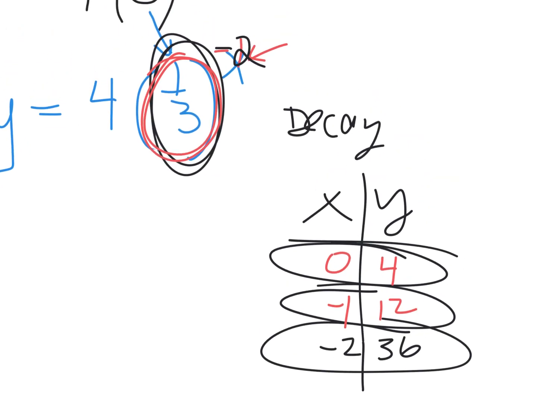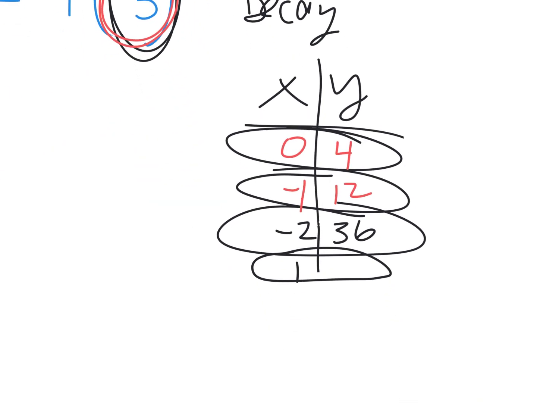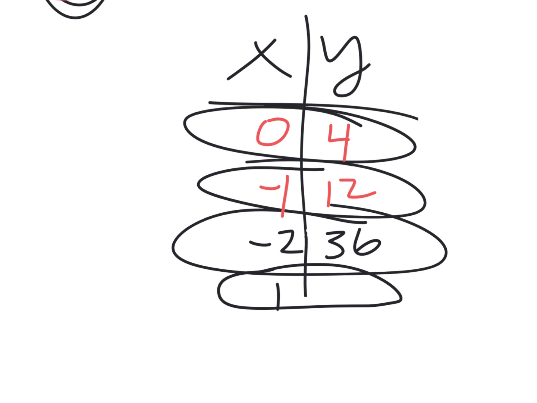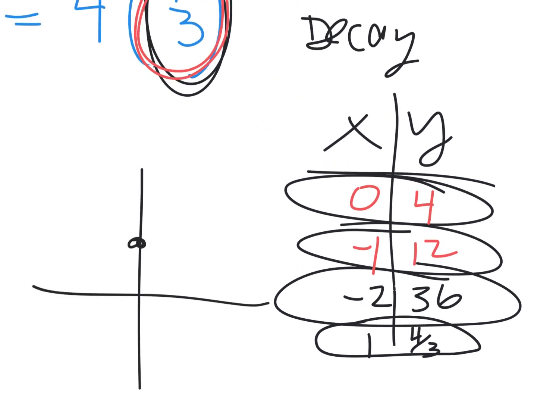What if I just put in a 1? Couldn't I have just put in a 1? Yup. If you just put a 1 there, 1/3 of the 1 is 1/3, and 4 times 1/3 is 4/3. That would have probably been easier. Don't have to have 4 points, but there's 4 points. 0, 4. -1, 12. -2, 36. And 1 comma 4/3.